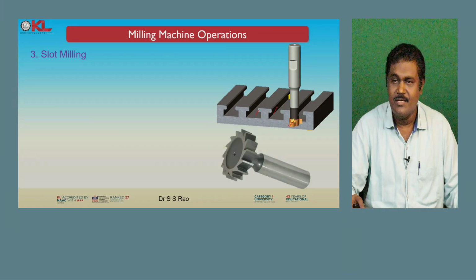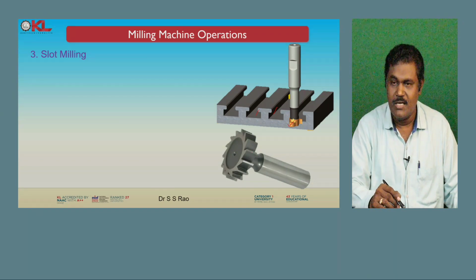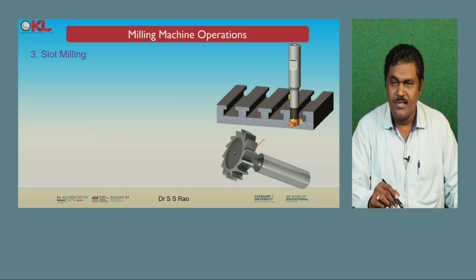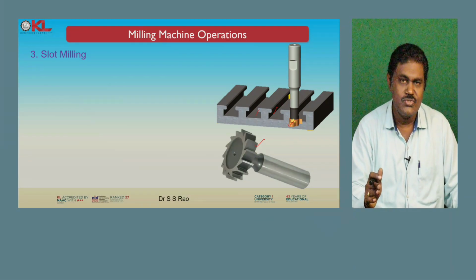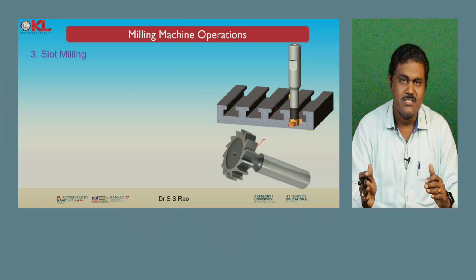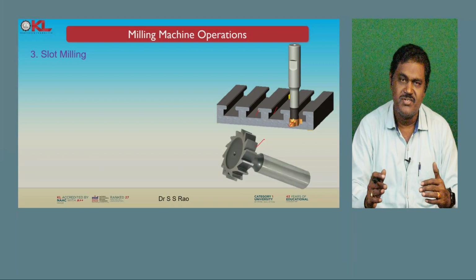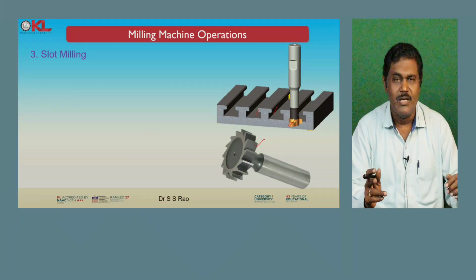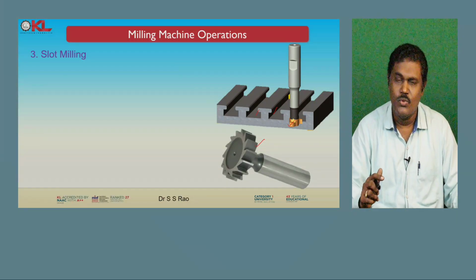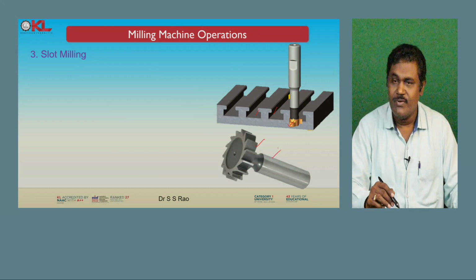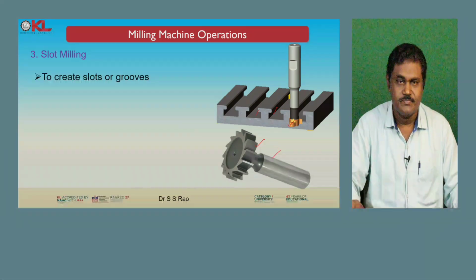This is slot milling. You can observe how the cutter looks. Whatever the size of the cutter, you can use it according to the size of your slots, whether T slots, V slots or any other required shape, by using the appropriate cutting tool. For this T slot, you can see this is the cutting tool we are using.